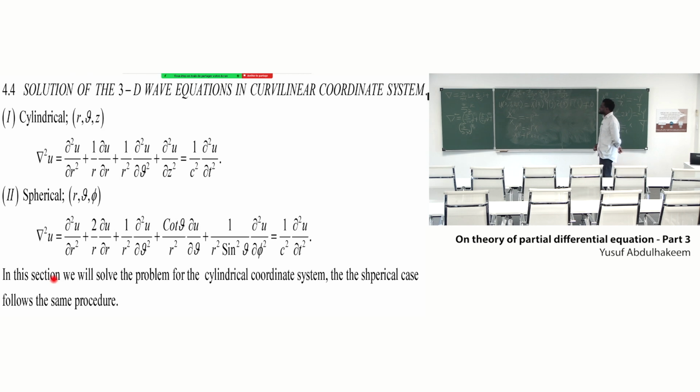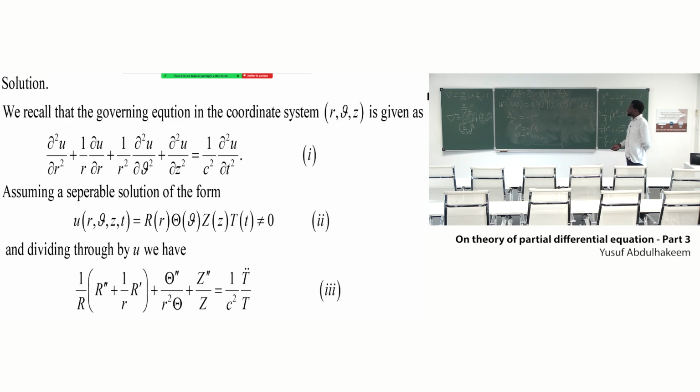So in this section, we will solve the problem for the cylindrical coordinate system, then the spherical case follows the same procedure. This is the PDE we are considering. Then assume a separable solution of this form. Of course, we identify the independent variables, which are r, theta, and z. Then we assume a solution for this. Of course, this also depends on time, so we need time here, and this must not be equal to 0.